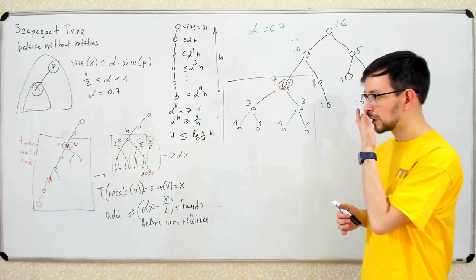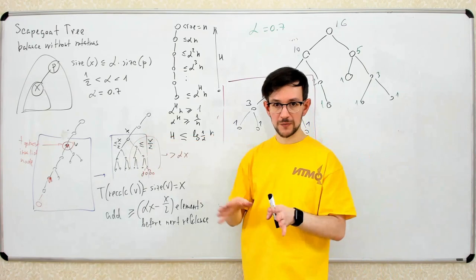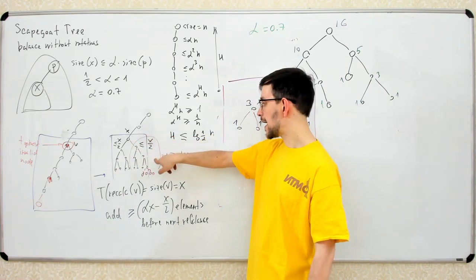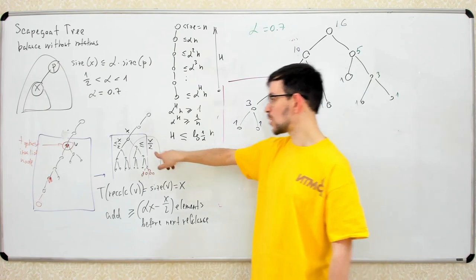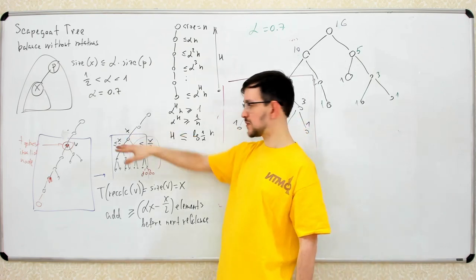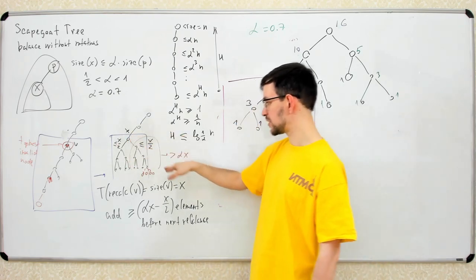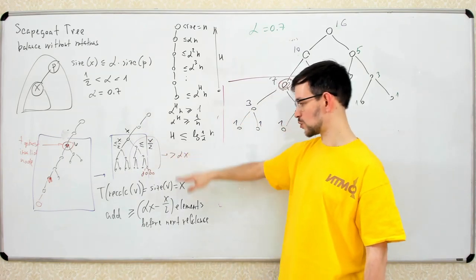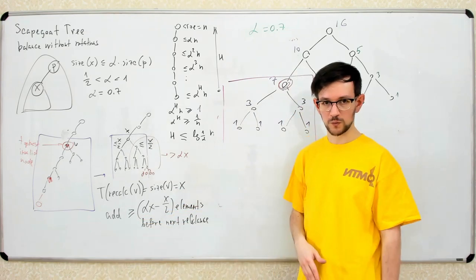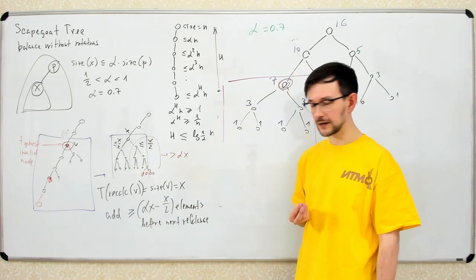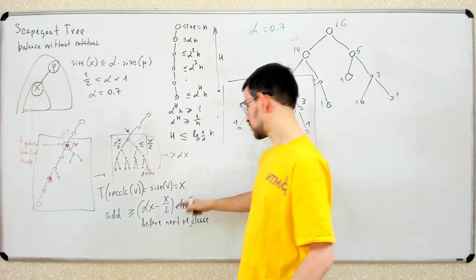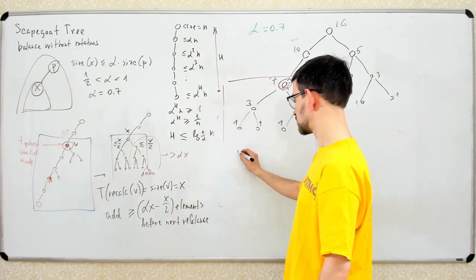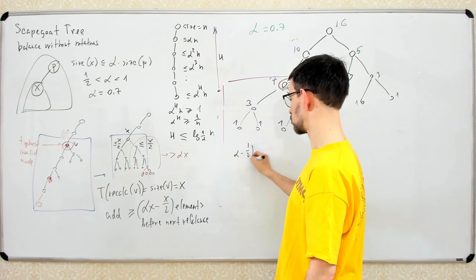Right? So again, now the tree is perfectly balanced, so the size of this subtree is no more than x over 2. And when we need to rebalance this again, it means that the size of this subtree is more than alpha x. So now it's this and it should become this. So we need to add at least this number of elements to make this node invalid again. This is some constant, so it's alpha minus 1 over 2 x.